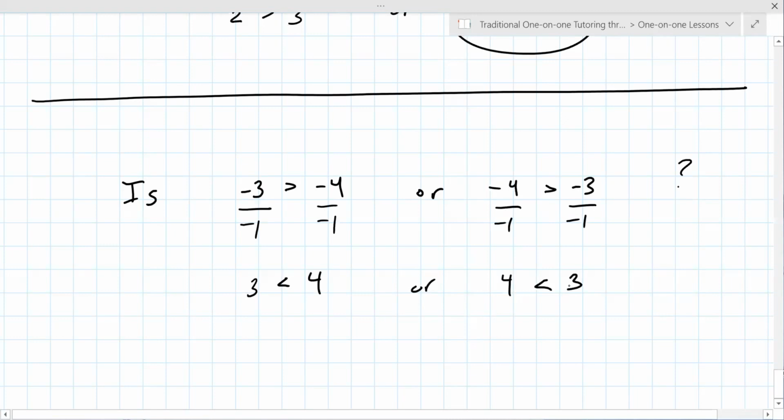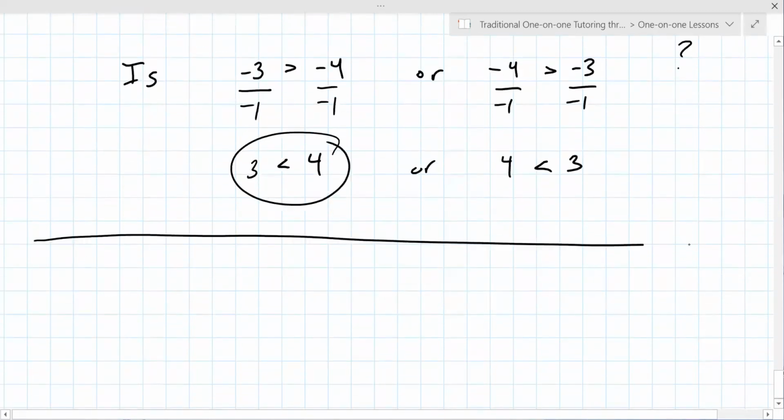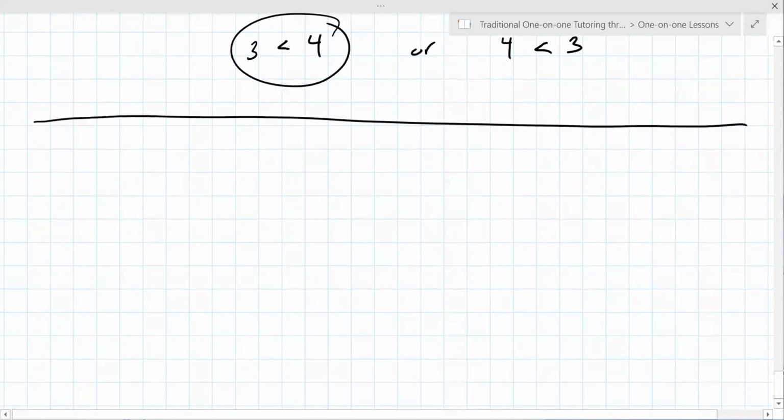And now it's usually easier with positive numbers. So is 3 less than 4 or 4 less than 3? 3 is less than 4. Very good. All right, so let's just do one more here.